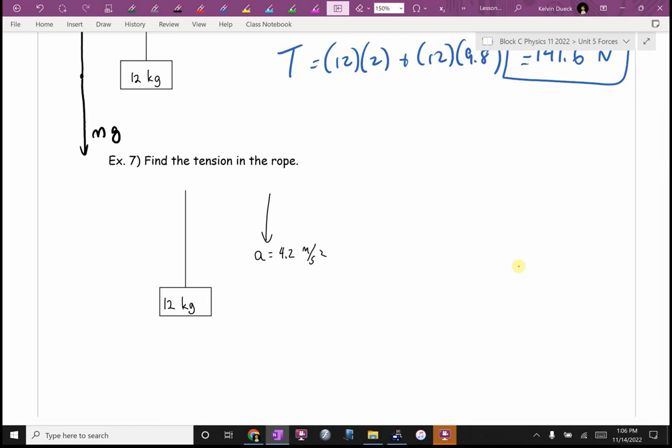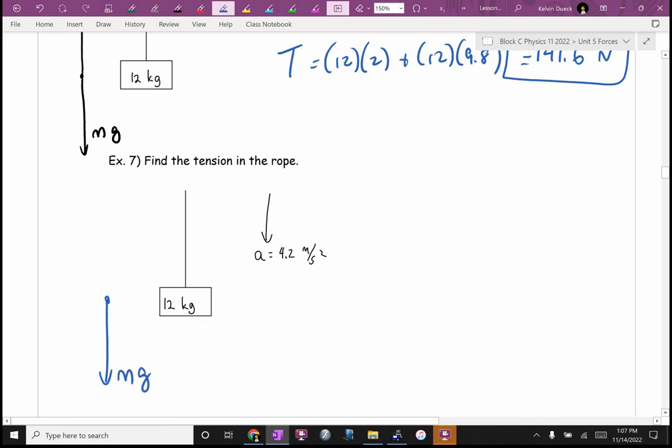Example 7, David, what are they asking me to find? This is a job for a free body diagram. Because tension is one force, I know there's gravity, more than one force. I probably want to figure out how they're related. So I'll represent the mass with a dot. What are the forces acting on it? Get the obvious one. Which way?